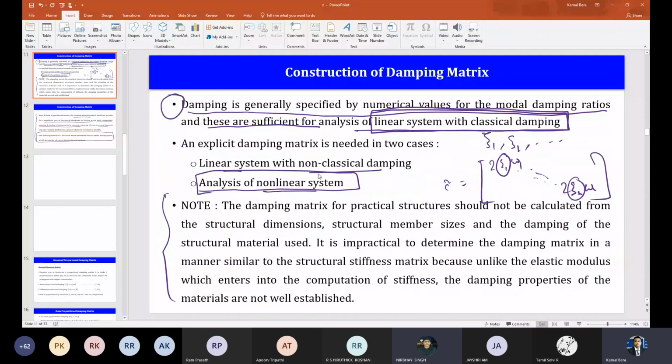No, you have to continuously read it. It is associated with this para also. What is it saying? It is saying that it is impractical to determine the damping matrix in a manner similar to the structural stiffness matrix. Actually, you don't know what the structural stiffness matrix is right now, but anyway.